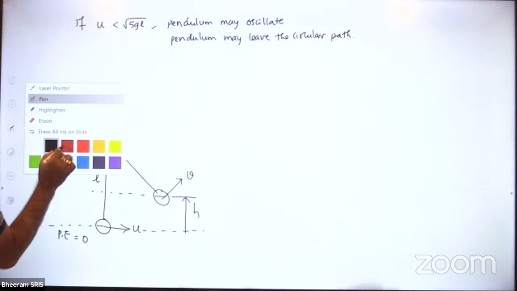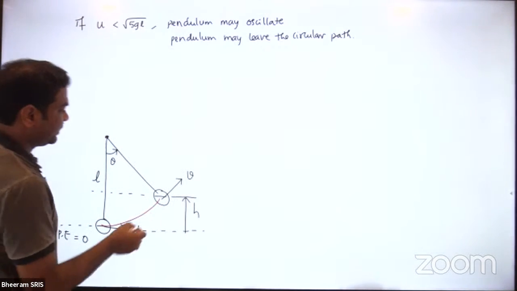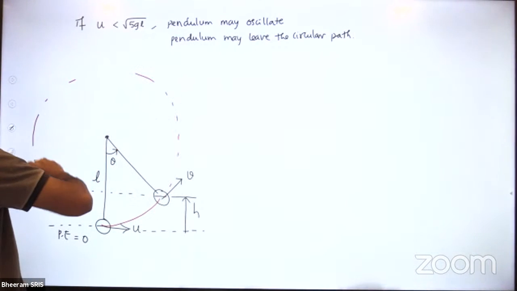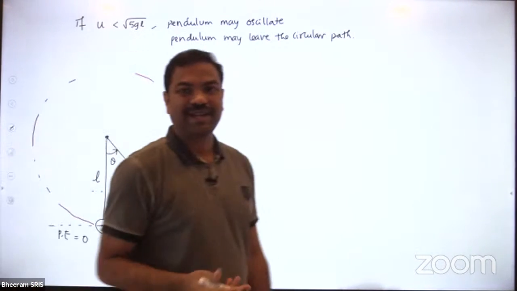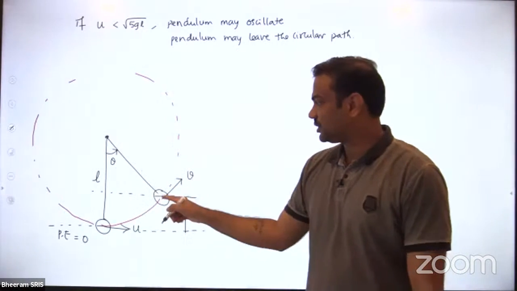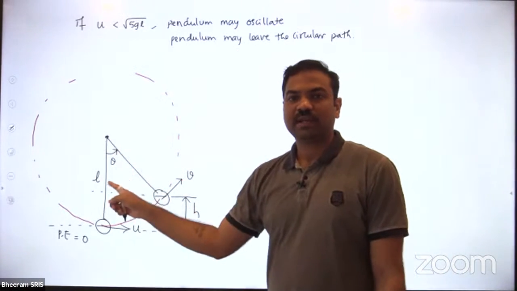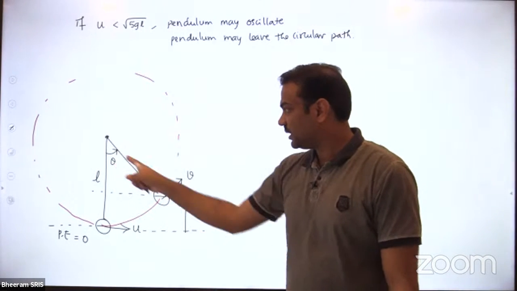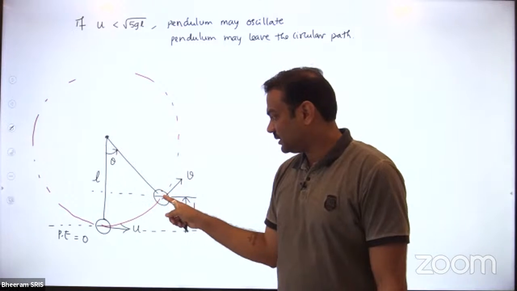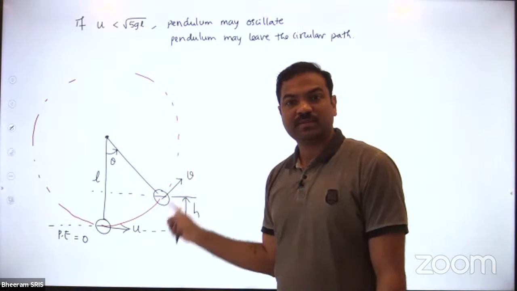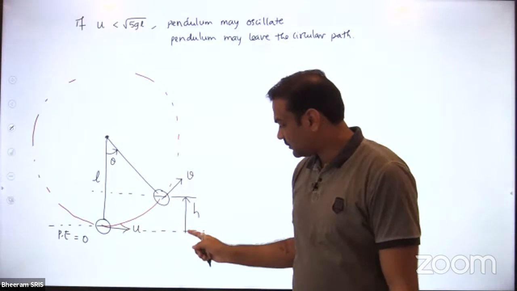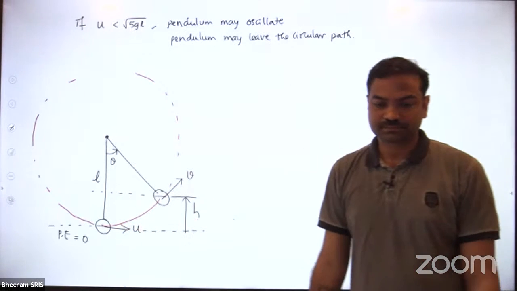Now it is going in the path of a circle. We have just taken one random position, at some angle theta. After rotating by an angle theta, what is the speed of the pendulum? The speed of the bob is v. The initial speed is u, and the height raised is h.